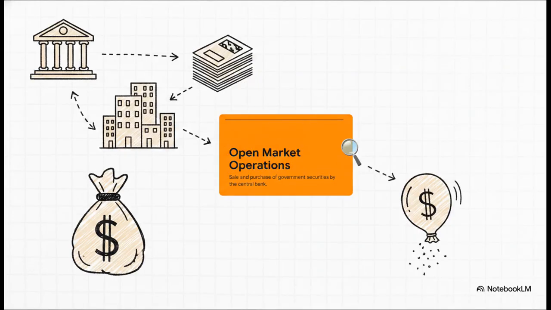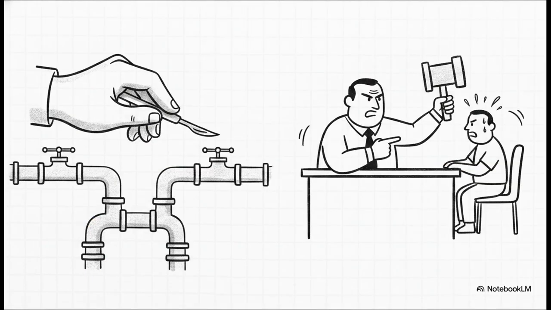Another brilliant quantitative tool they use is open market operations. If the central bank wants to quickly soak up excess money from the economy, it simply sells government securities directly to the commercial banks. The banks, of course, buy these securities using their cash reserves. With their cash holdings instantly depleted, their actual power to create those derivative loans shrinks, actively tightening the entire money supply.